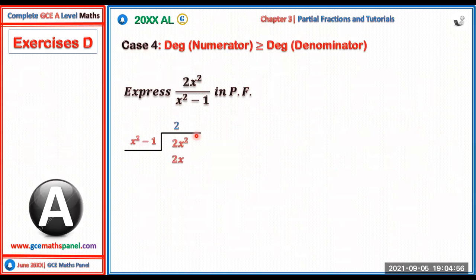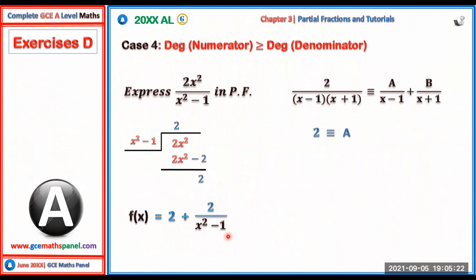2 times x squared minus 1 is 2x squared minus 2. We now subtract, we have 2x squared minus 2x squared is 0. 0 minus minus 2 is plus 2. In partial fractions, we will have this quotient 2 plus the remainder 2 over x squared minus 1. So we just focus on expressing this one in partial fractions. But we have done this one before, so we can just copy the answer and put it here. When you did it before, this was what you obtained.